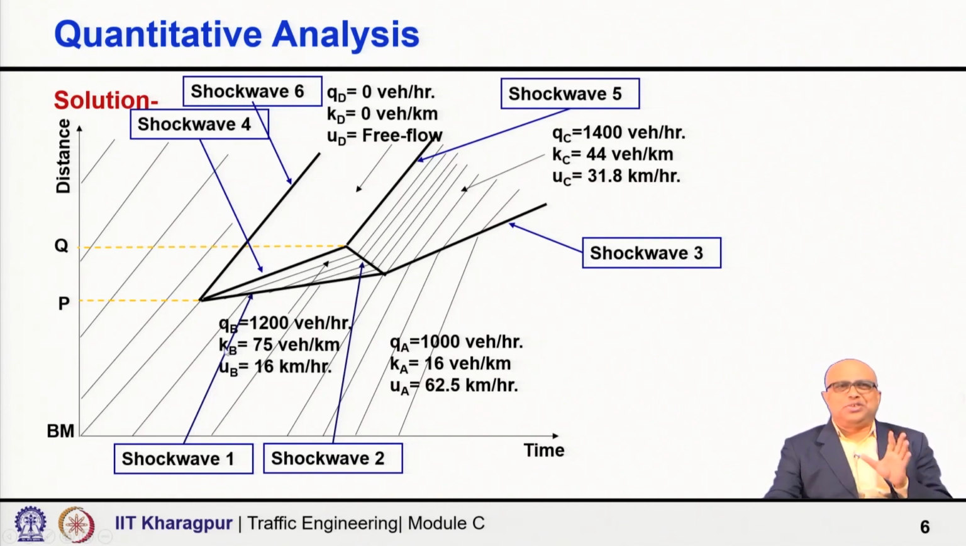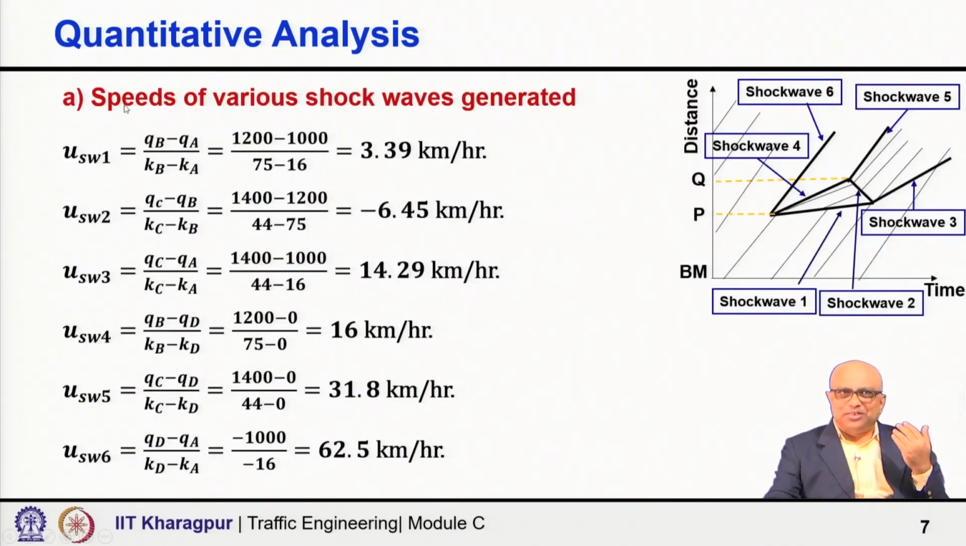So, all these 6 shock waves will be created. Based on our understanding of how we can calculate the speed of the shock wave, it is the difference in flow by the difference in density, that is, the slope of the line connecting the traffic states. So, we can calculate the speed of the shock wave. Say, for example, QB is 1200, QA is 1000, and KB is 75, KA is 16.